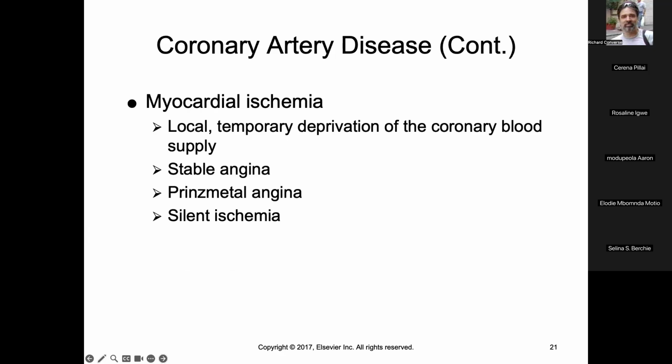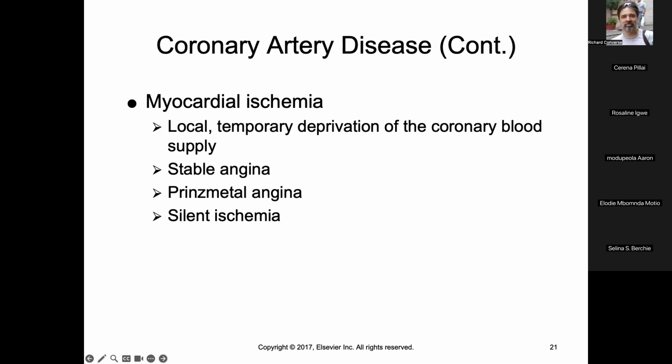Myocardial ischemia is a local temporary deprivation of the coronary blood supply. It can manifest as stable, prinzmetal, or silent ischemia. Stable angina, also called typical angina or angina pectoris, is chest discomfort occurring during activity or emotional stress. It's caused by poor blood flow through coronary arteries, which carry the blood to the myocardium.